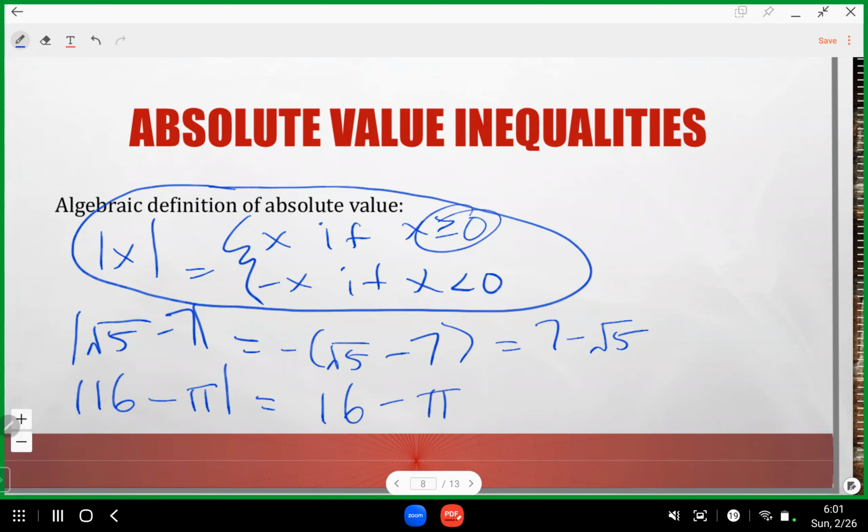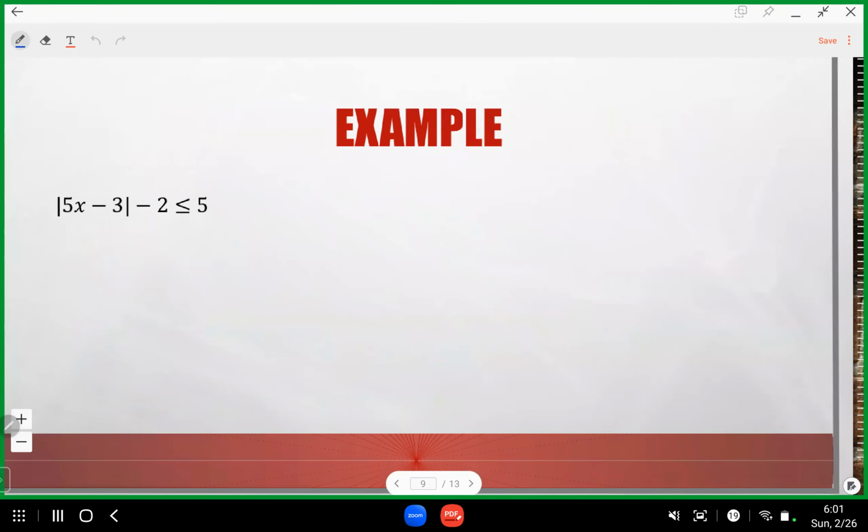And you have to take in this absolute value definition. With this absolute value definition, then you can solve absolute value inequalities. So an absolute value inequality: there are a couple of scenarios for absolute value inequalities.